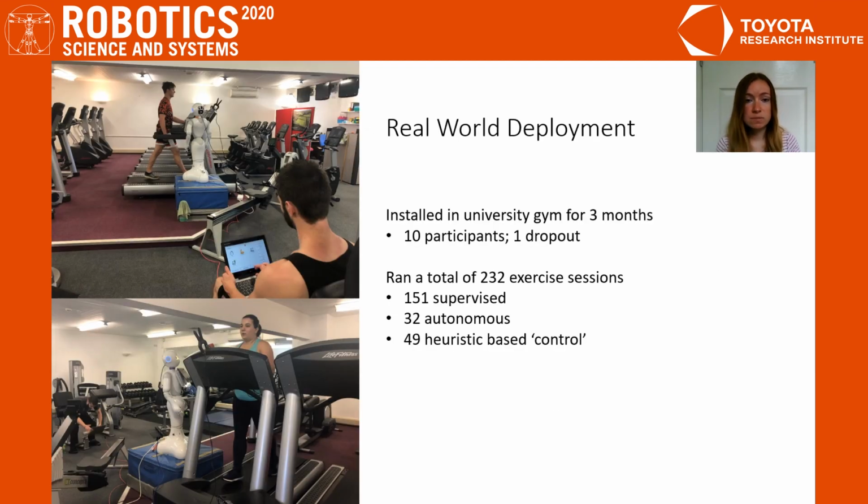Having designed the system, we then deployed it in a real university gym for 3 months. We put 10 participants through the programme, of whom 1 dropped out. We ran over 200 sessions in total, about 30 of which were autonomous, and we also compared that autonomous robot to a heuristic-based system, also designed by the fitness instructor.